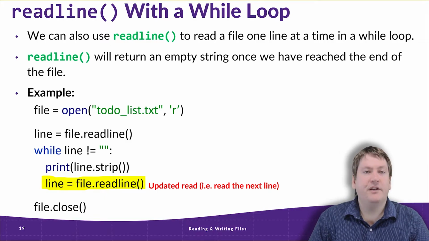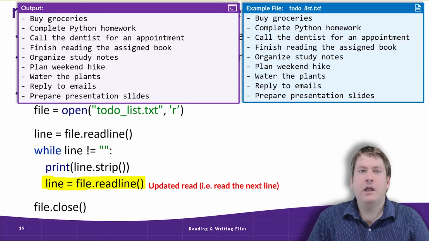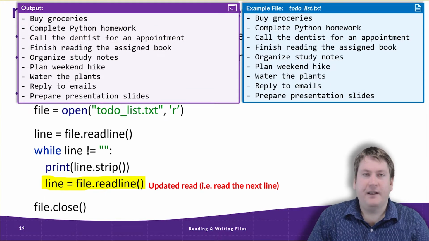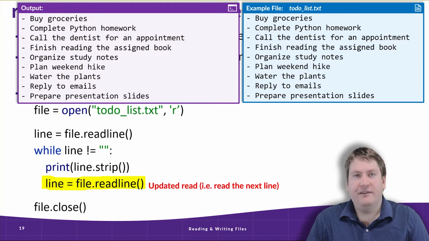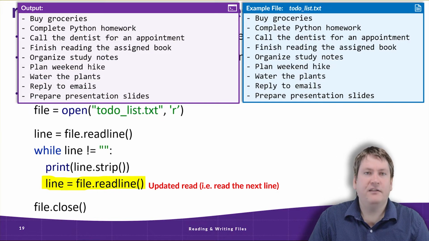Then when the while loop restarts, it's going to see that line is equal to the empty string, so it will terminate, and then we finally get to file close. So here's what the output would look like. It's the same as the last example. We're just copying what's in the file and outputting it to the console.